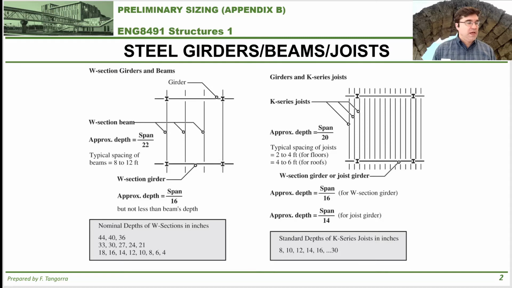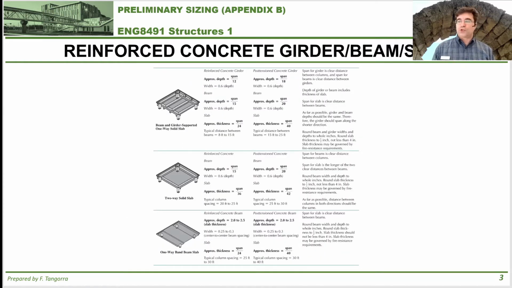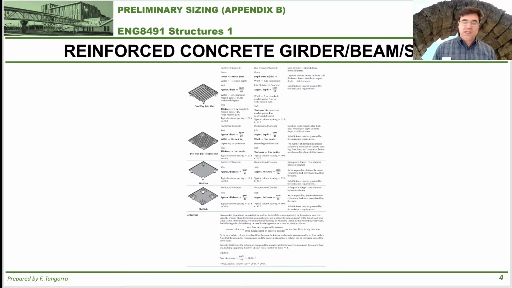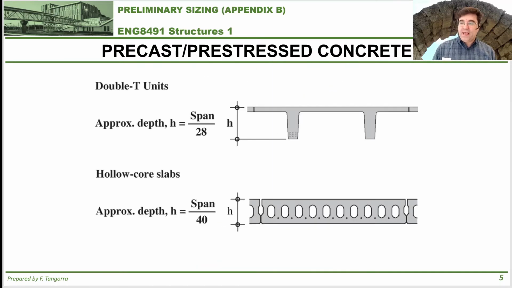So that's how to approximate the initial depth for steel girders, beams, and joists, for reinforced concrete girders, beams, slabs, even including drop panels, and even for precast, pre-stressed concrete elements. So the idea is that you'd have this library of videos available for you. They'd be linked for you also on our Brightspace page, and it would be an initial starting point for you to then learn how to approximate and select the initial depth or sizing of various structural elements. So without further ado, maybe let's get started.